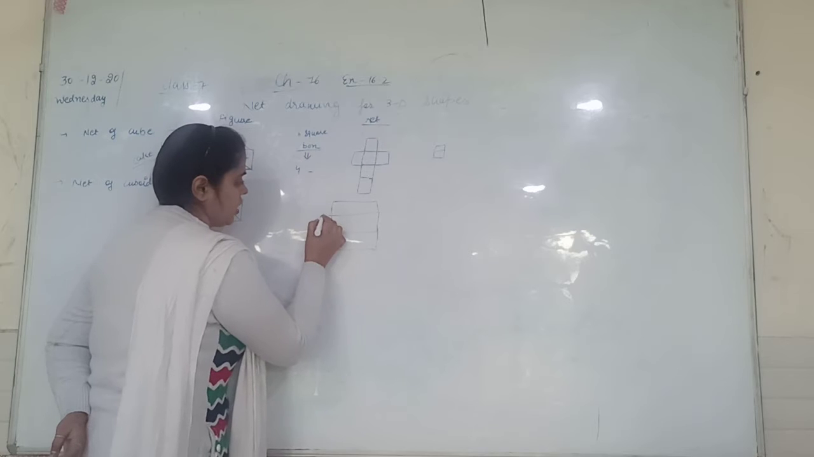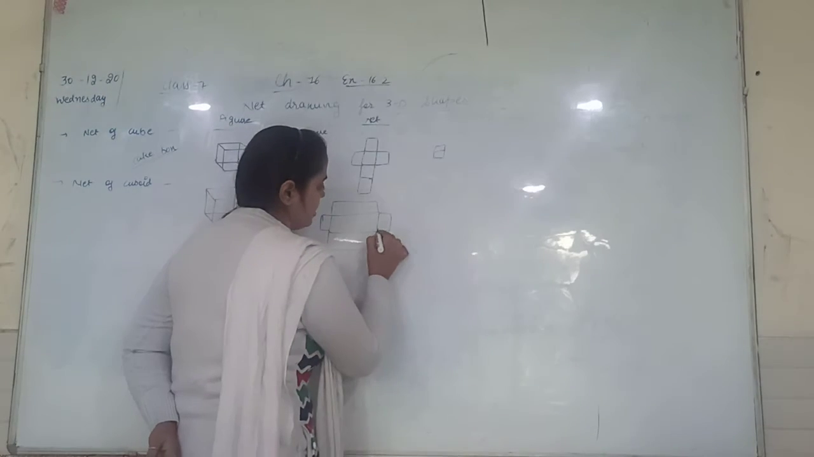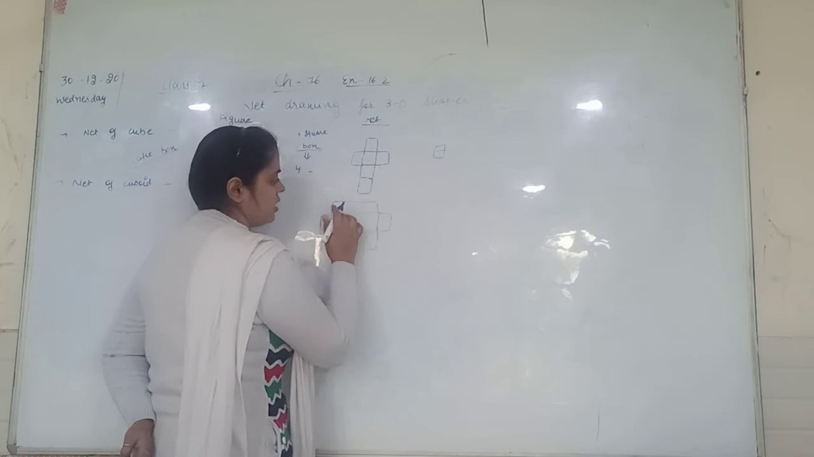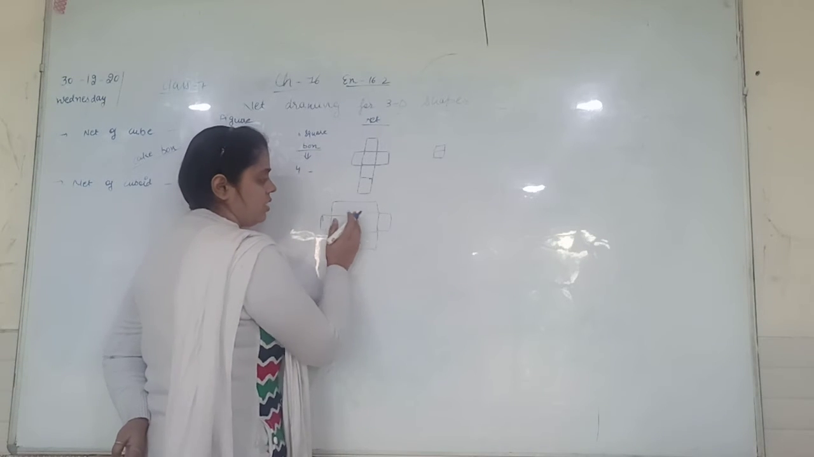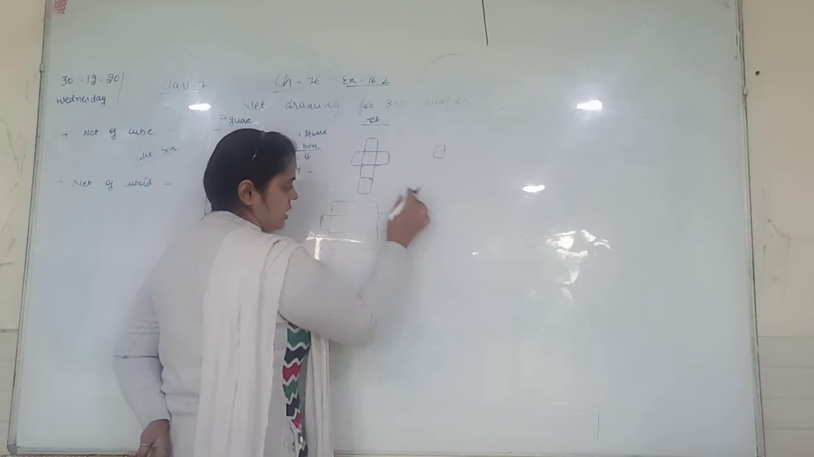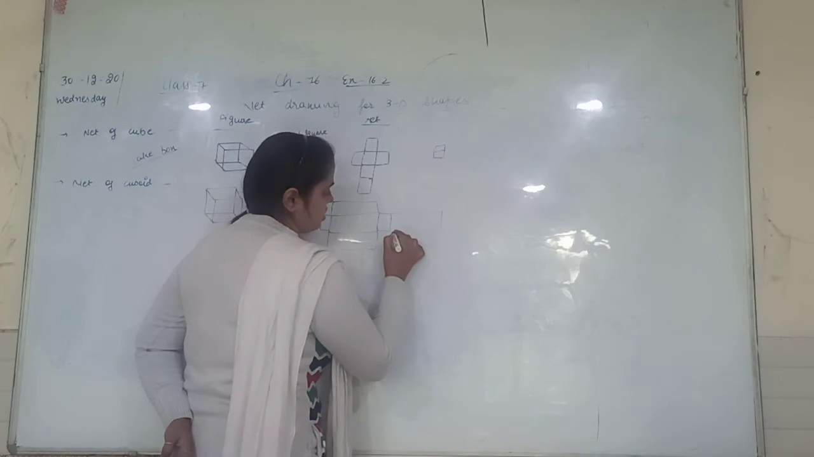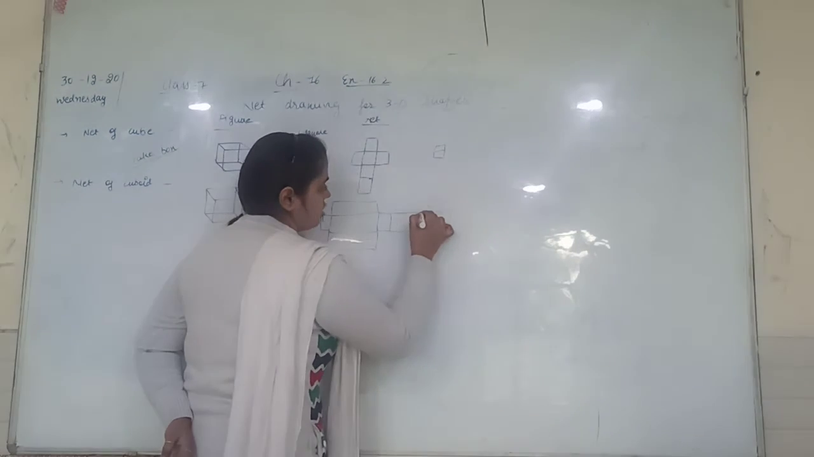Then this one. This side also, it will be the smaller side, length bigger. Now the cover comes from the upper side, and this will be the same length as this one, right?